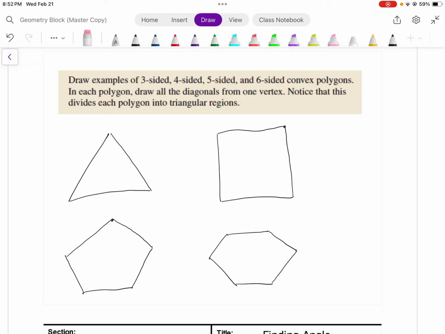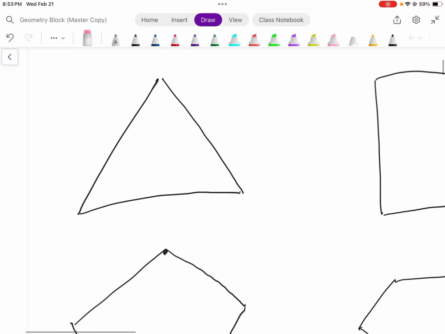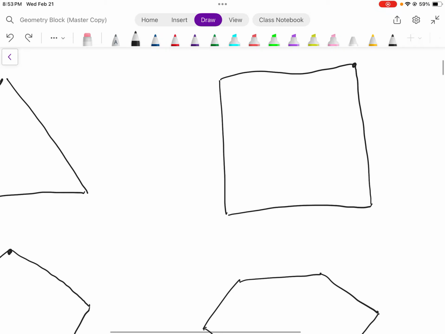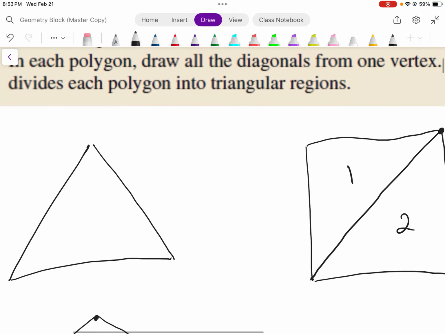Okay, so here I got a 3-sided, 4-sided, 5-sided, 6-sided polygon. In each one of these, we're going to draw diagonals from one vertex and notice how many triangles are formed. So if we look at a triangle, 3 sides, you can't draw a diagonal. We have a segment that's drawn from one vertex to each, and those are my sides of the triangle. One triangle is formed. Now if I go to a quadrilateral, let's say we go to this vertex and I draw a diagonal. We have 2 triangles formed.